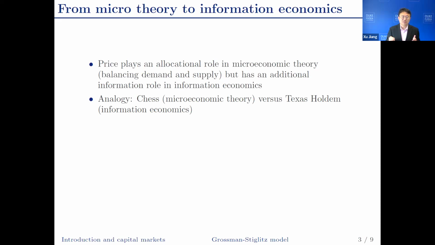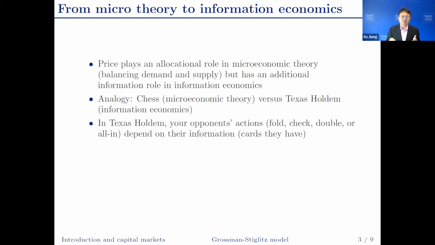Microeconomic models are like chess. There is no private information and everything is observed publicly. Information economics models are like Texas Hold'em. In Texas Hold'em, your opponent's cards are their private signals, and your opponent's actions or strategies depend crucially on their private information. You want to make an inference about your opponent's actions or strategies.